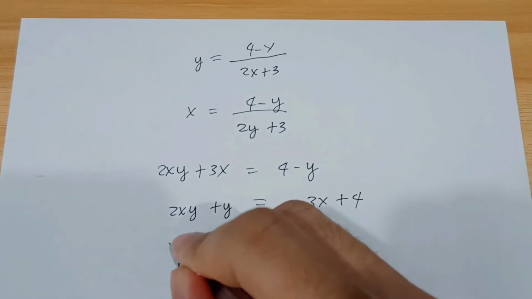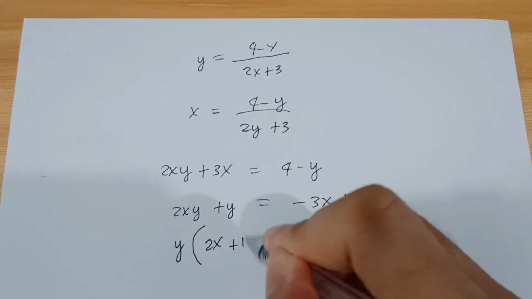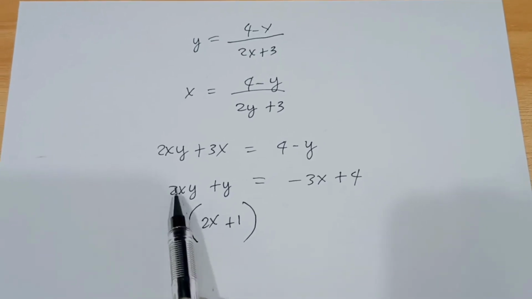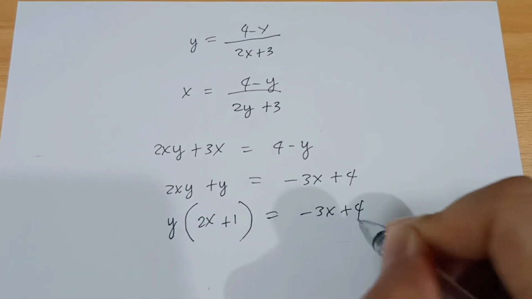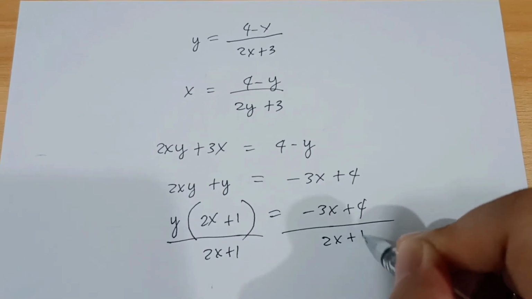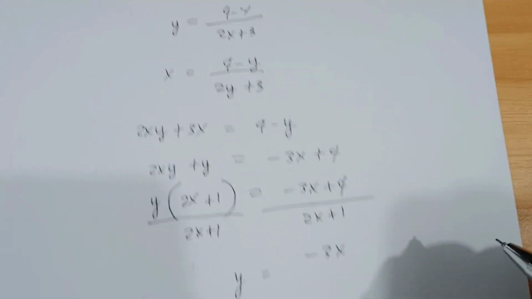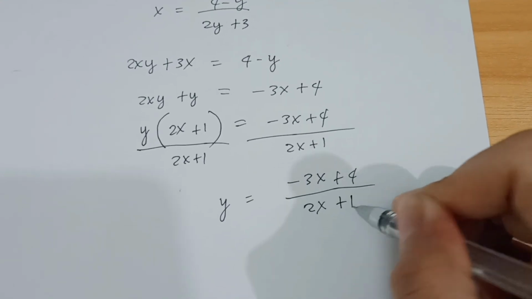Lipat yung 3x. So, factor out natin yung y. 2x na dito, plus 1. Kapag dinistribute mo siya, itong magiging sagot niya. Divide natin sa 2x plus 1. So, ang y natin ay negative 3x plus 4 over 2x plus 1.